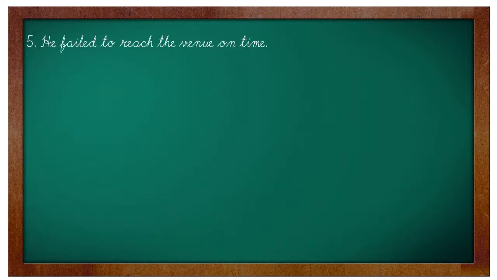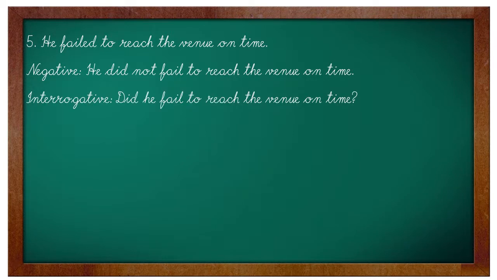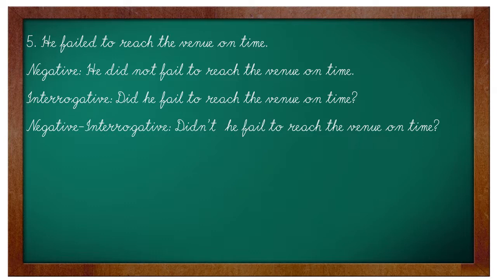Fifth question, he failed to reach the venue on time. Negative sentence, he did not fail to reach the venue on time. Interrogative, did he fail to reach the venue on time? Negative interrogative, didn't he fail to reach the venue on time?